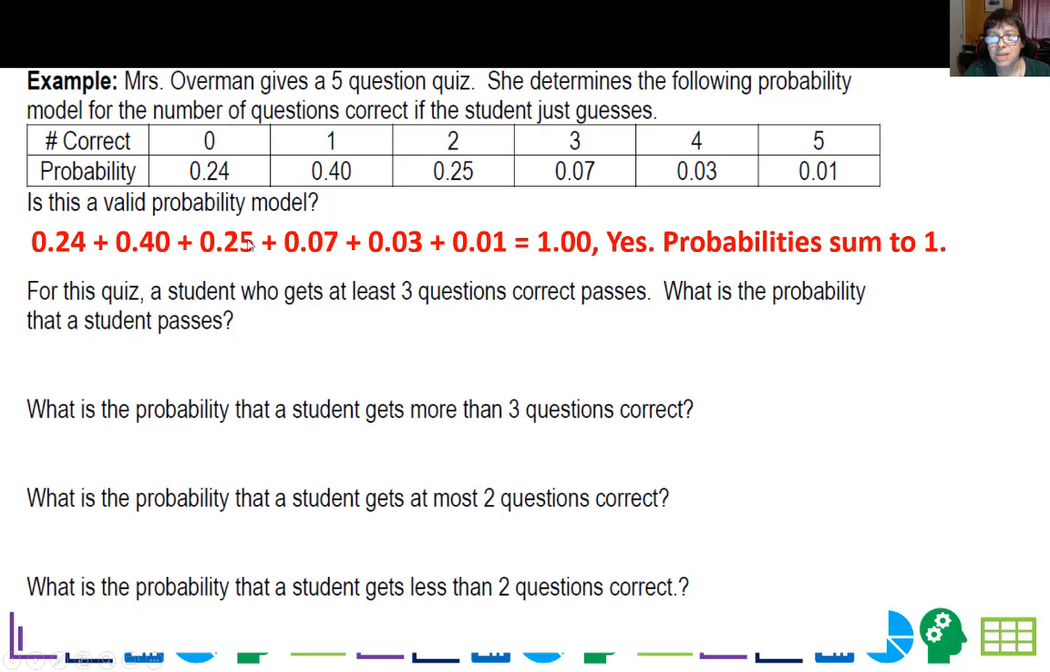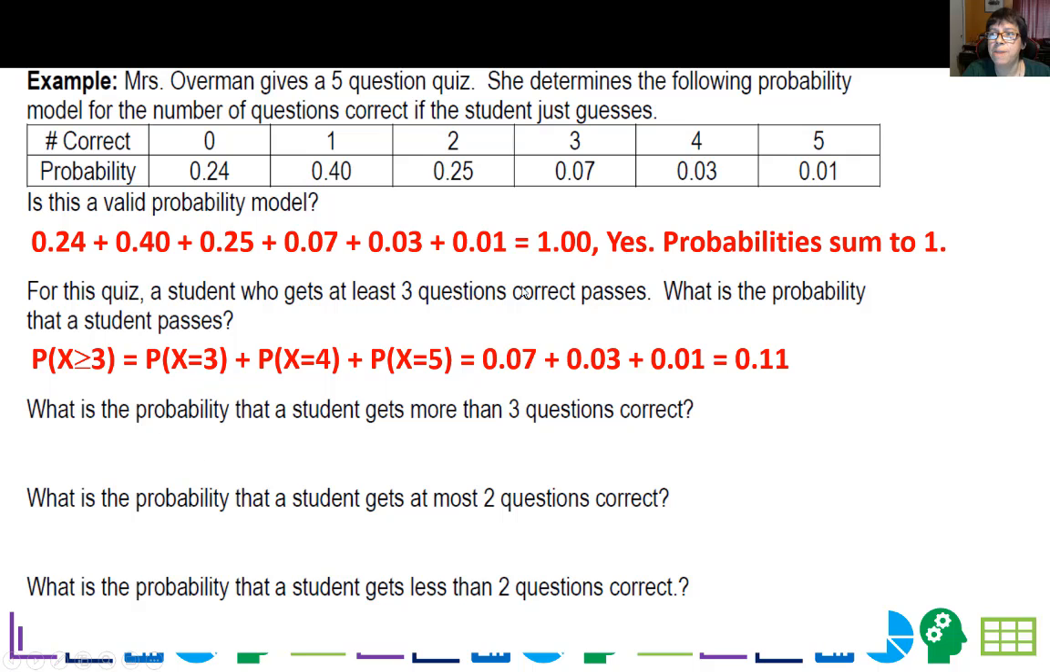Now, for this quiz, we're going to say a student who gets at least 3 questions correct passes. So what's the probability a student passes? Well, that would be these kiddos right here. So we just add up the probability for getting 3 right, 4 right, or 5 right. In this case, we would expect 11% of kids to pass this quiz if they were just guessing.